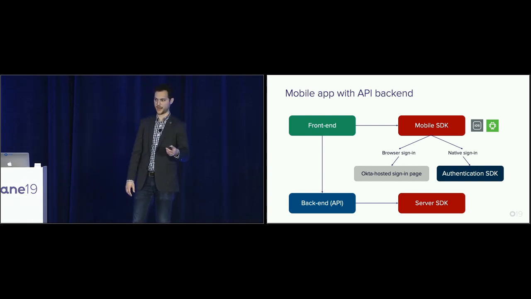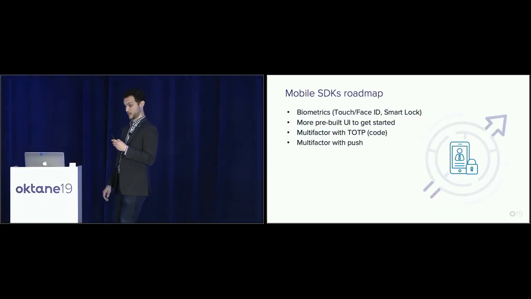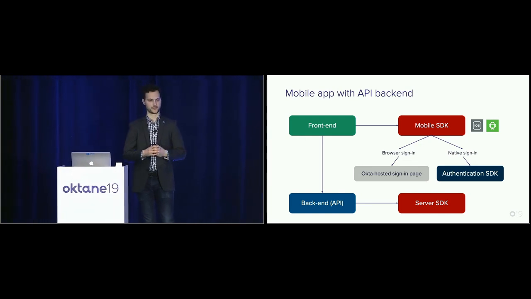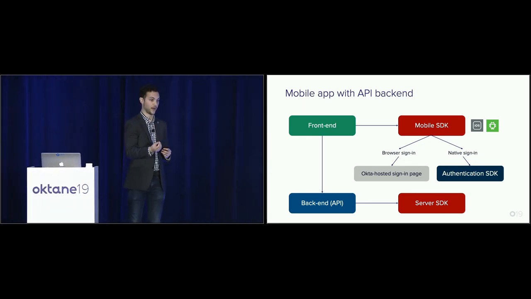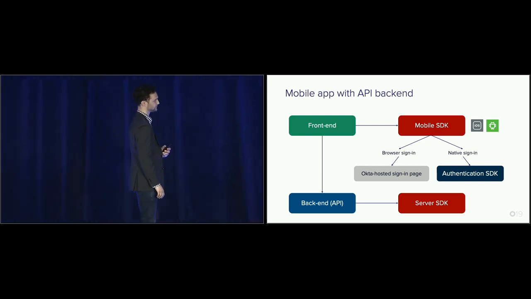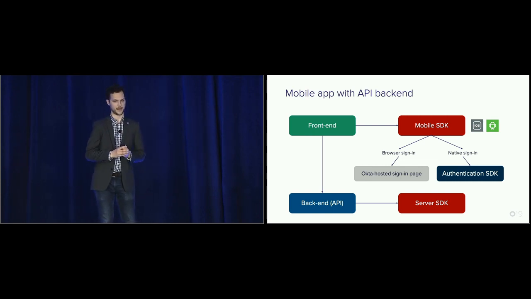You're making requests to your backend API. Those requests have that token. You can use those server SDKs that I already talked about to make your backend aware of those requests and make it able to process those correctly. We've actually put a huge amount of investment into our mobile SDKs in the last 6 months or so.